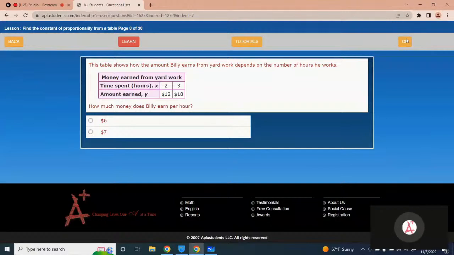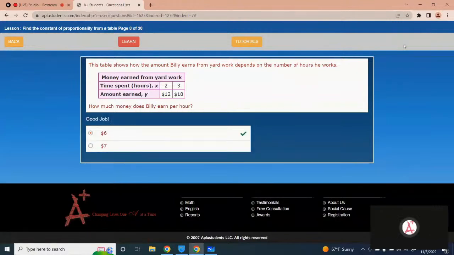Okay, the next one is the table that shows how the amount Billy earns from yard work depends on the number of hours she worked. So how much money did Billy earn per hour? Got it? 2 times 6 is 12 and 3 times 6 is 18. So the correct option is 6. Just select the correct option, then click on the OK button.